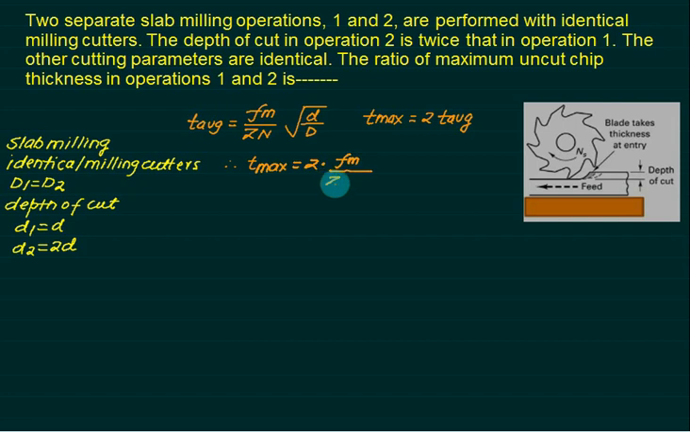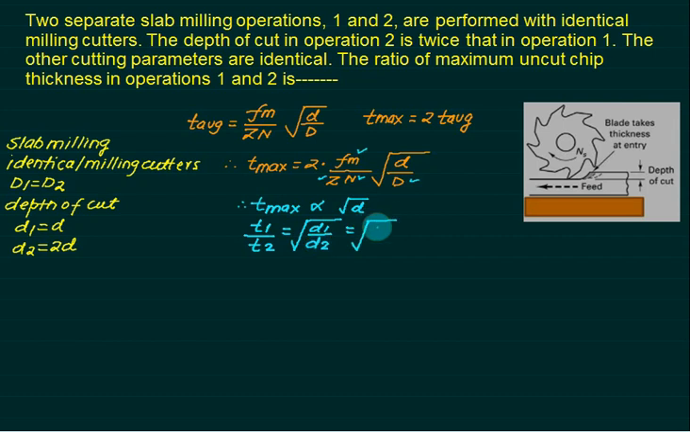Tmax is given as 2 times (Fm upon Z into N) into under root of d upon capital D. But Fm, Z, N and capital D are identical. It means that Tmax is proportional to root d, the depth of cut. We have T1 by T2 equal to under root of d1 by d2, equal to under root of d upon 2d, equal to under root of 1 upon 2. So this answer is 0.707.